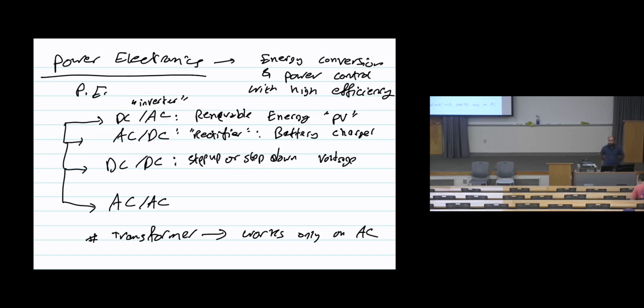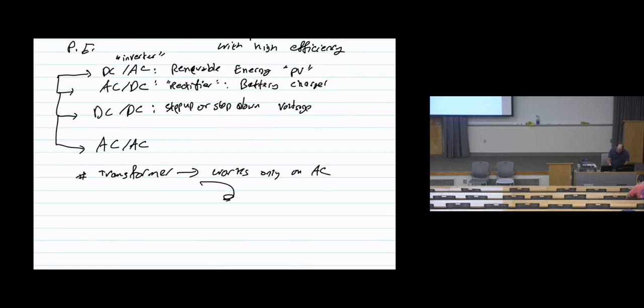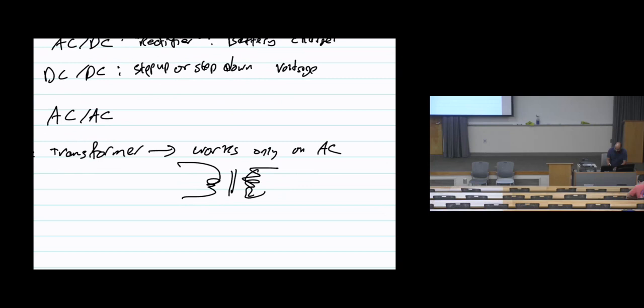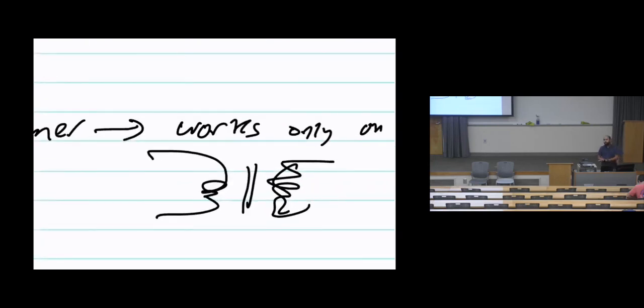What would go wrong? Recall the equivalent circuit of the transformer includes inductance, right? Recall the transformer: it used to be coils like this and a core. So these coils are basically inductance. And recall, the inductor in DC will be what? A short circuit, right? The inductor in DC will be a short circuit.